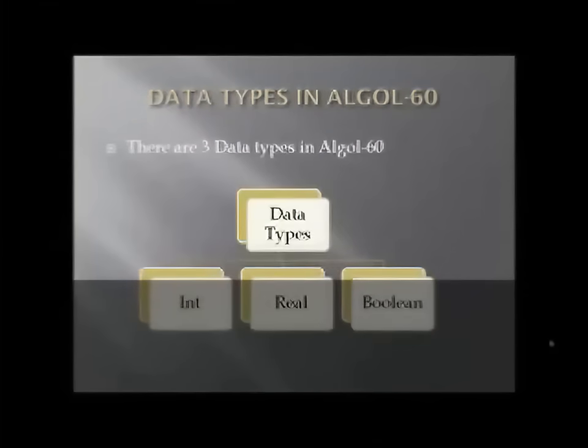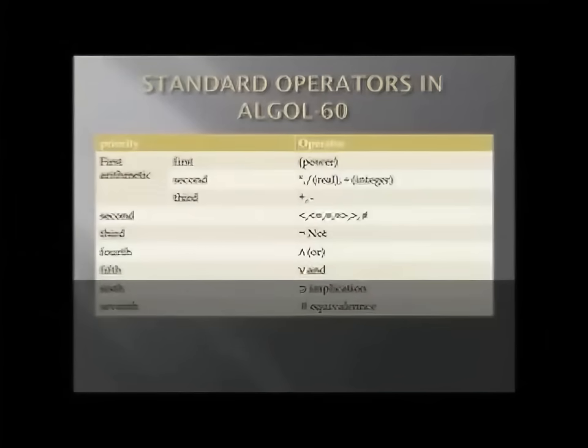Data types in Algol 60. Unlike modern languages, there are not many data types in Algol 60. There are 3 data types in Algol 60, which are integer, real, and boolean.